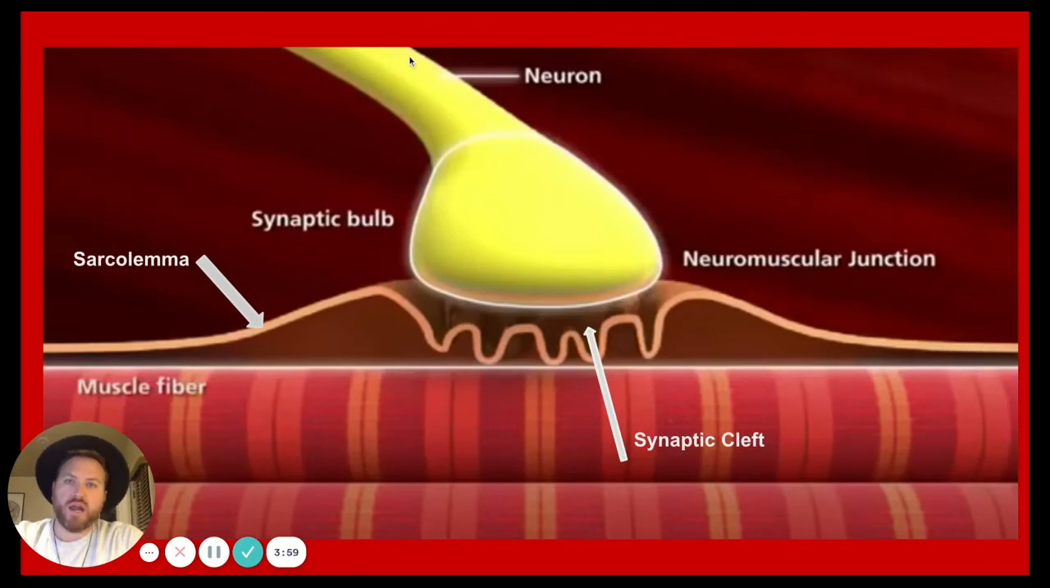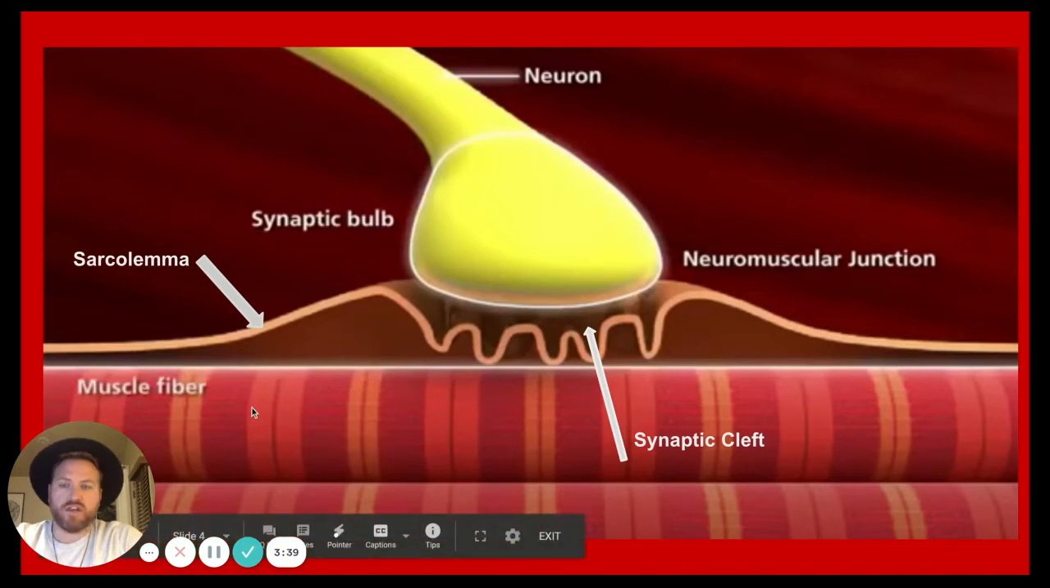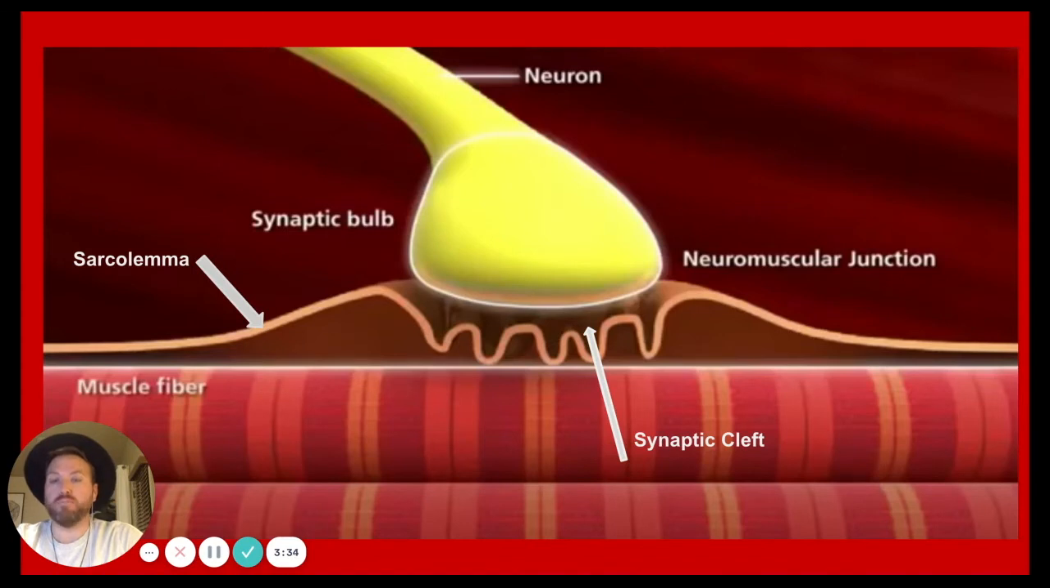Looking here, this is where a nerve comes down and attaches, where it's going to give the impulse to the muscle fiber cell. That electrical impulse that travels down through the nerve is called an action potential. Here we have the myofibrils just underneath the muscle fiber membrane, which is called the sarcolemma.